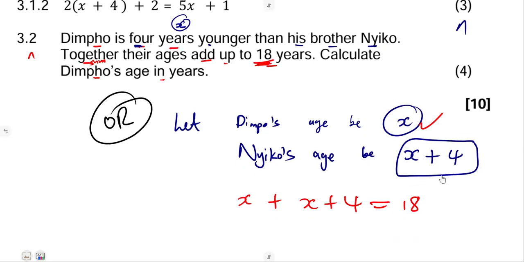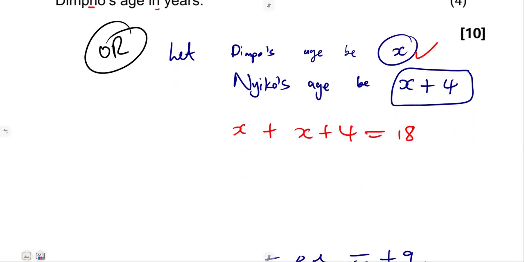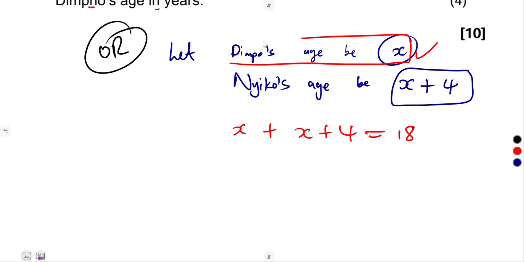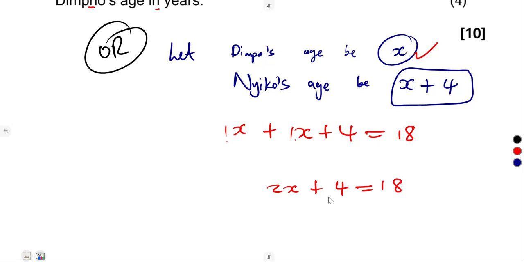In this case, the x that I'm going to get here is representing exactly Dimbo's age, if you're doing it this way. Anyways, let's see. 1 plus 1, that's 2x plus 4 equal to 18. So take the 4 to the other side, it's going to be a negative, or simply subtract 4 from both sides of the equation. So 2x is equal to what?